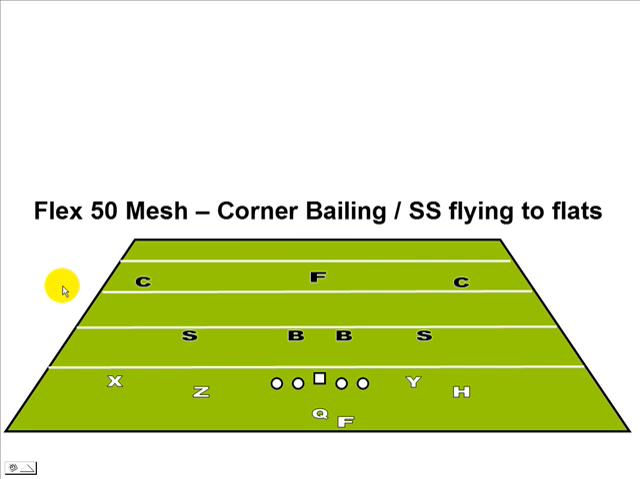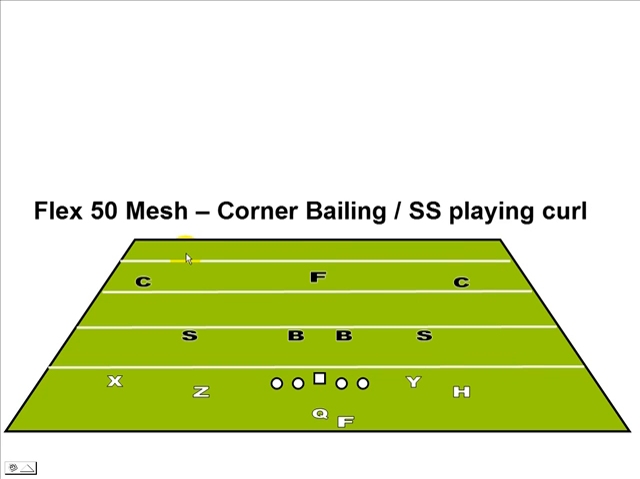All right, here we're going to look at our mesh package real quick. The first look, this is what we call Rex, which is a right flex. Our Y comes in a little bit. This is with the corner bailing, staying deep, and the strong safety is actually going to fly to our back, who is flaring. And this is going to give us grass to H, under the corner and over the strong safety, right in here. There's grass. Make a good, nice, easy throw right there to the grass.